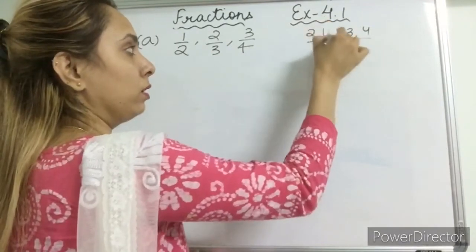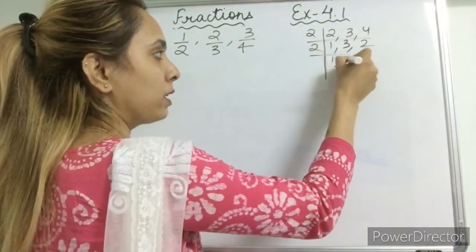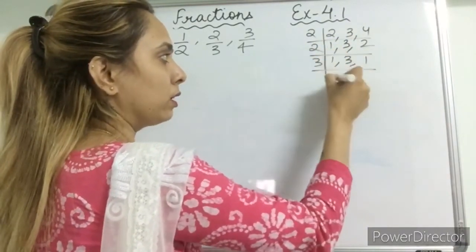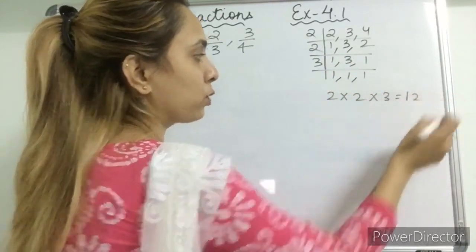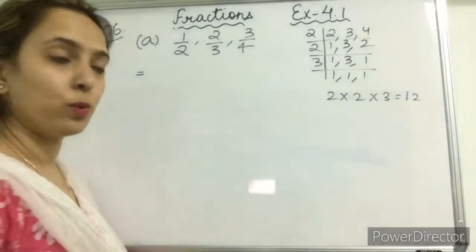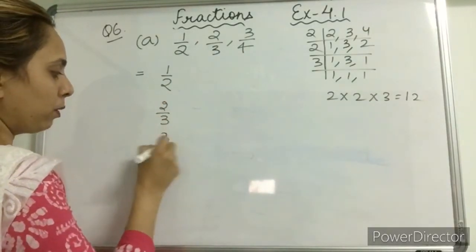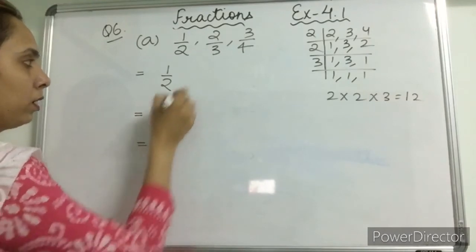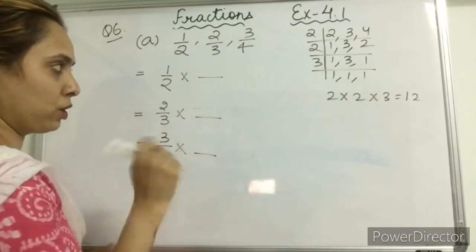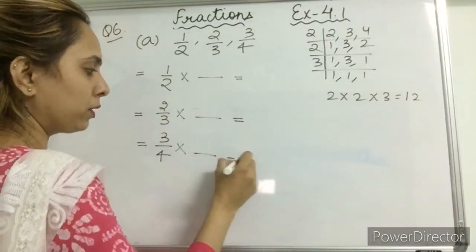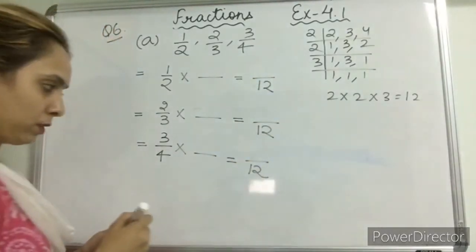LCM: 2 1s are 2, 3 as it is, 2 2s are 4, again by 2, 1 as it is, 3 as it is, 2 1s are 2, now 3. So 2 into 2 into 3 is 12. So here all the denominators will become 12. So again copy all the fractions, 2 upon 3 and 3 upon 4, multiply, fractional bar, equals to, and upon 12 for each.